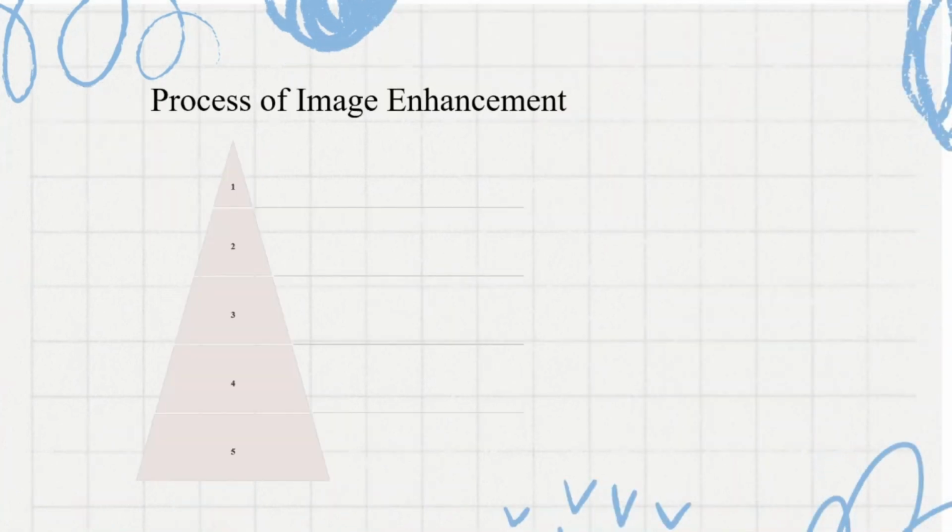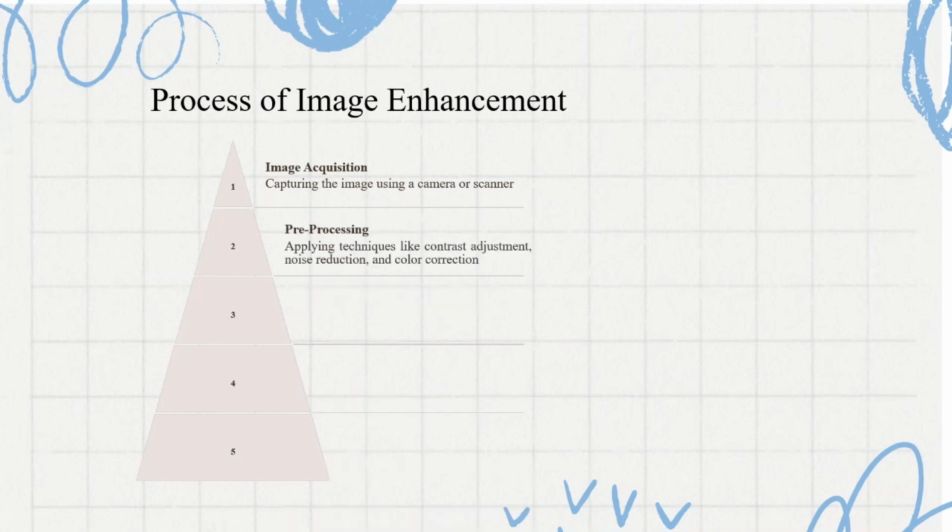The process of image enhancement involves a series of steps to improve the visual quality and clarity of a digital image. First, image acquisition. The image is captured using a camera, scanner, or other digital device. Second, preprocessing. These techniques are applied to raw image data to address issues like low contrast, noise, and color imbalance. Third, feature extraction. These algorithms then identify key elements within the image such as edges and textures.